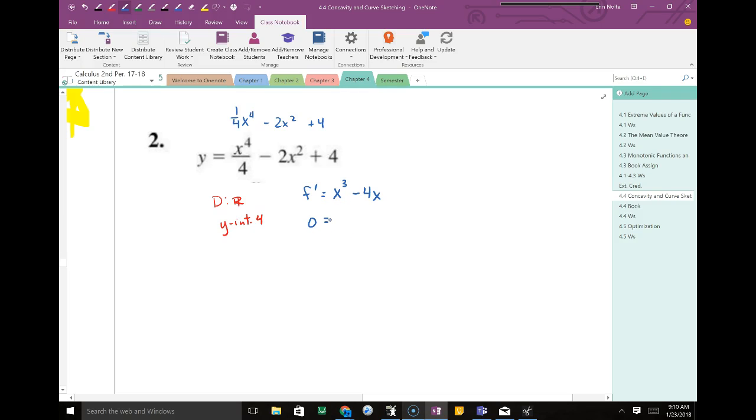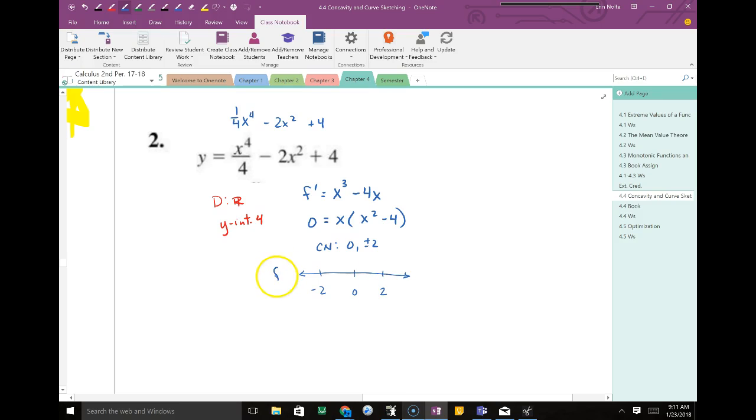We'll do that too. Okay, and then can we go ahead and pull out a greatest common factor here? x. What's left over? x squared minus 4. If I set each of those equal to 0, we have 3 critical values: 0 and plus or minus 2. Nice. So I'm going to use my number line to decide if these are maxes or mins, or maybe they're points of inflection. I don't know.